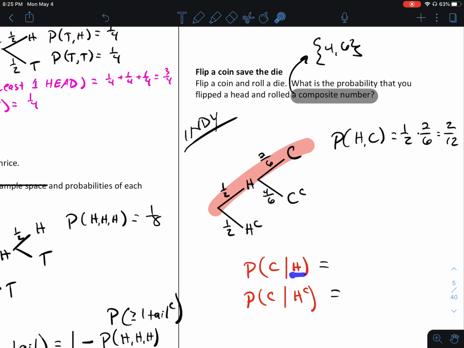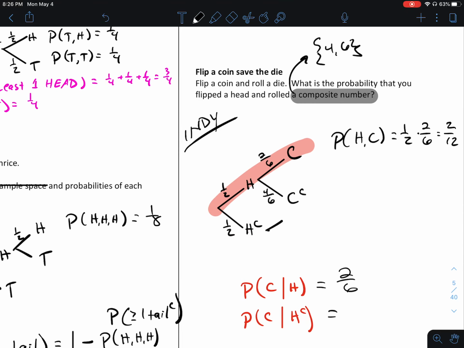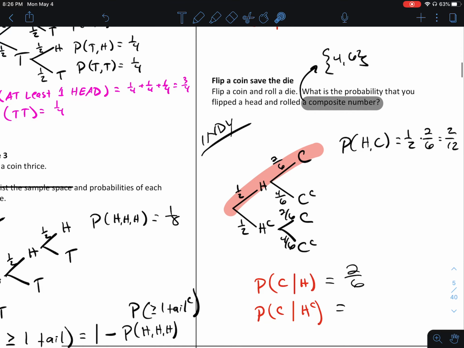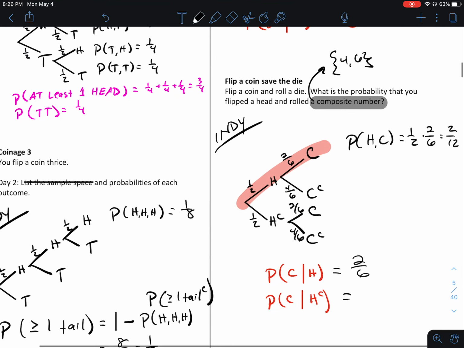So the condition is we got a head, so we followed this path. Once there, what's the chances that we got a composite number? Well, that was 2 out of 6, so it's simply 2 out of 6. What's the chances you get a composite number given that you had the complement of a head? Well, let me finish this diagram. So this would be 2 out of 6. This is 4 out of 6. So that would also be 2 out of 6. No matter which you flipped up first, a head or a tail, the chances of you rolling a 4 or a 6 on your die are the same. So that's 2 out of 6.